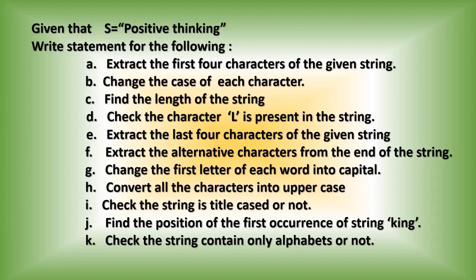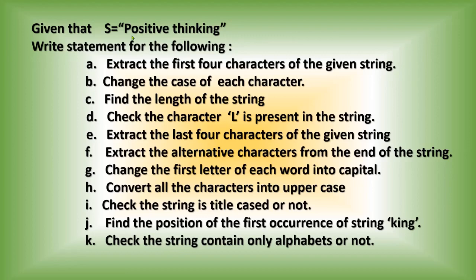See, the first question: extract the first 4 characters of the given string. The given string is this, "positive thinking". From this given string, you have to extract the first 4 characters. So, which are the first 4 characters? See, these are the first 4 characters. Check the positions: 0, 1, 2, 3. So, the first 4 characters are from 0 to 3. That means you have to extract the characters from 0 to 3.